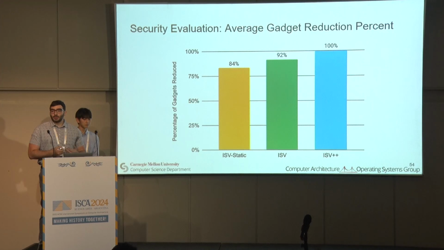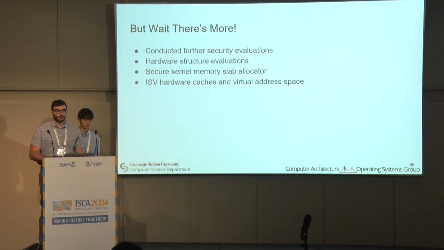We also look at gadget reduction. In this case, we have ISV static, or static analysis, getting a fair 84%. ISV, which is just our dynamic scanning, gets to 92%. With ISV++, we're able to constantly modify the ISV and search for known gadgets inside of it. We get a 100% reduction in gadgets.